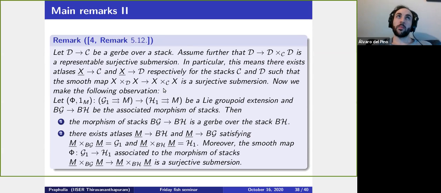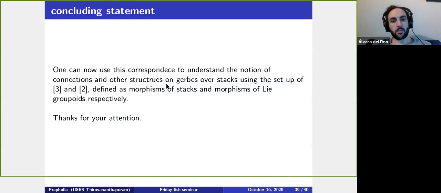So the concluding statement is, this gives a correspondence between those two notions of gerbe stack, and we believe this might help in understanding the other structures introduced in those two papers. For example, the notion of connection.